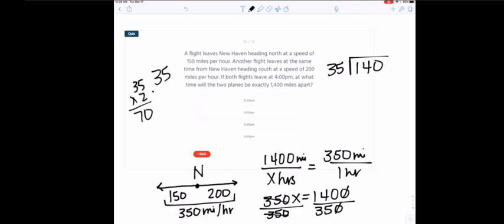So let's do 35 times 4. 4 times 5 is 20. 4 times 3 is 12 plus 2, 140. Perfect. This is 4 hours. Okay? Now, it doesn't ask me how long it's going to take. It asks me at what time will they be exactly 1,400 miles apart. So 4 p.m. plus 4 hours is 8 p.m.